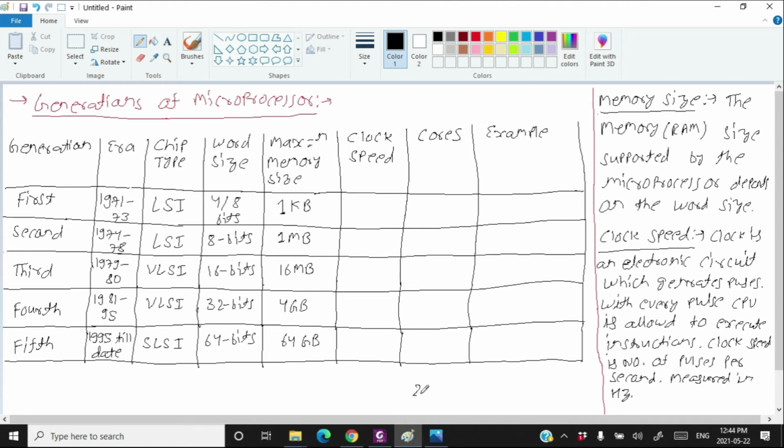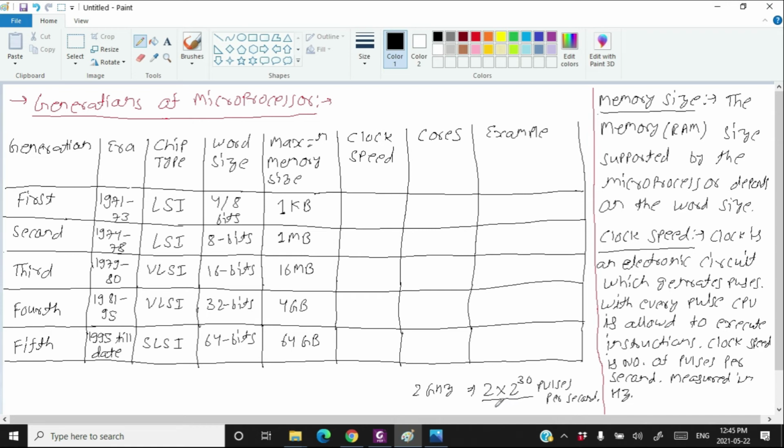Okay. 2 gigahertz means what? 2 into 2 to the power 30 clock pulses per second. Hopefully you know about the giga, mega, etc. things. We learned about it in the previous videos. So the clock speed is measured in hertz, and that can be gigahertz, kilohertz, megahertz, etc. 2 hertz means 2 clock pulses per second, 4 hertz means 4 clock pulses per second, and 2 gigahertz means 2 into 2 to the power 30 clock pulses per second.